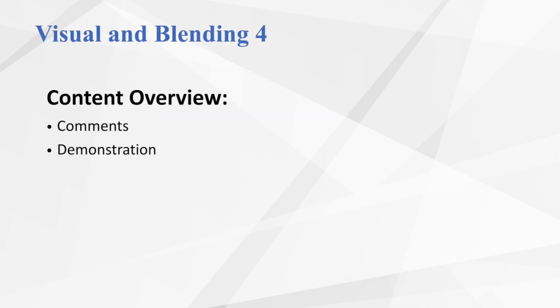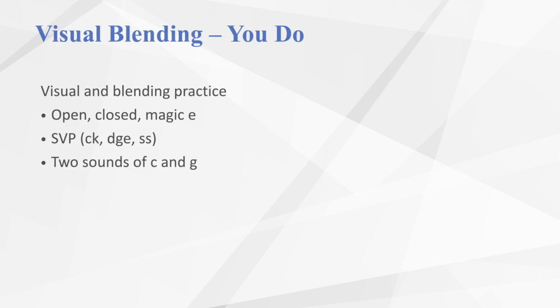Our principal activity today is to demonstrate advanced visual and blending techniques. Take heart. At the end of this activity, we're going to ask you to do more visual and blending practice, but you'll be practicing with the same skills you have demonstrated on previous days: open and closed, magic E syllables, short vowel pointers, two sounds of C and G, etc.